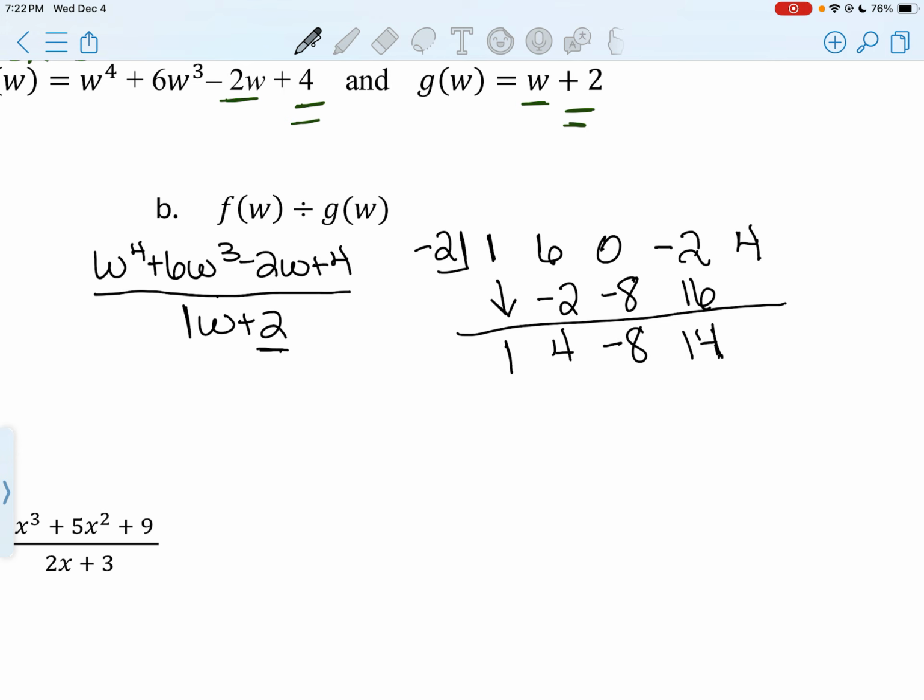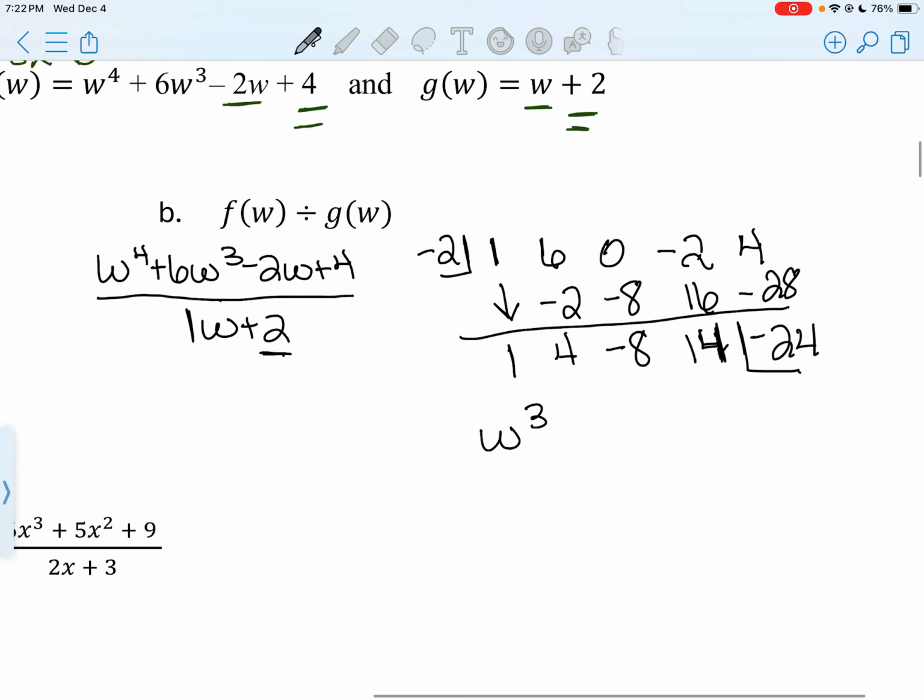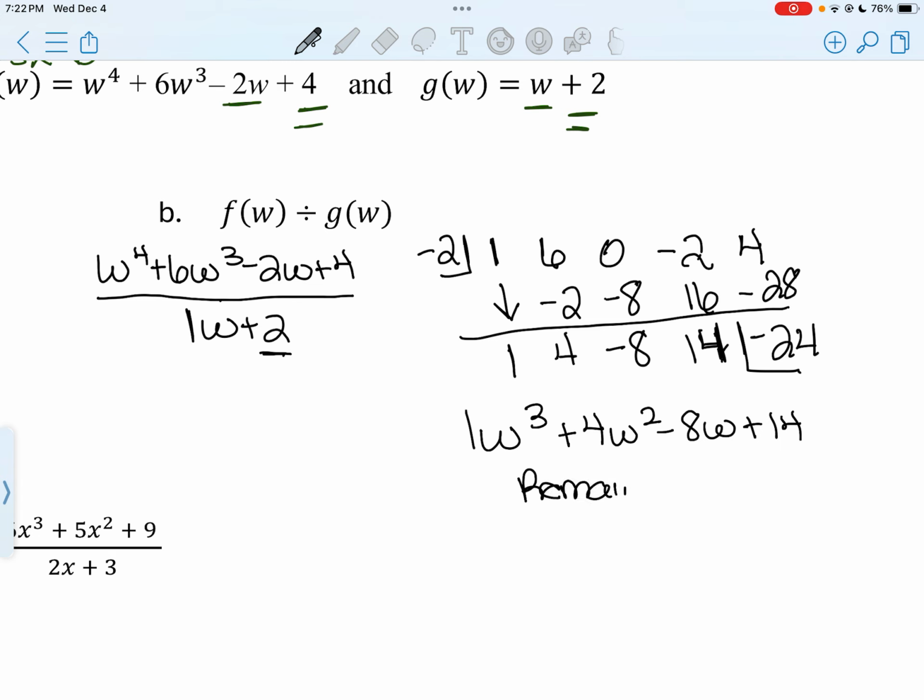14 times negative 2 is a negative 28. Add your columns. And this last number will be your remainder. Our remainder is negative 24. So our final answer would be w cubed plus 4w squared minus 8w plus 14, with a remainder of negative 24.